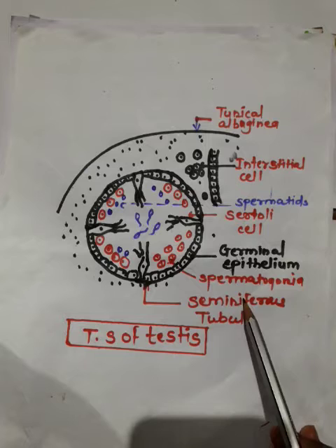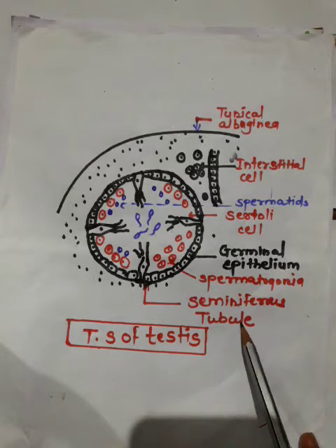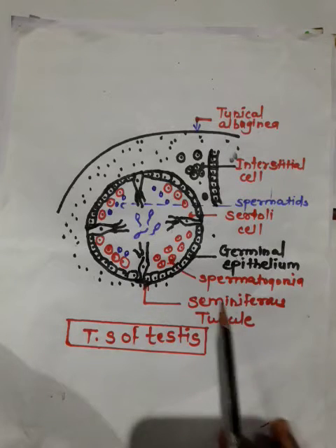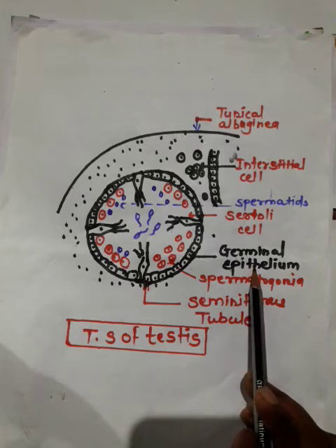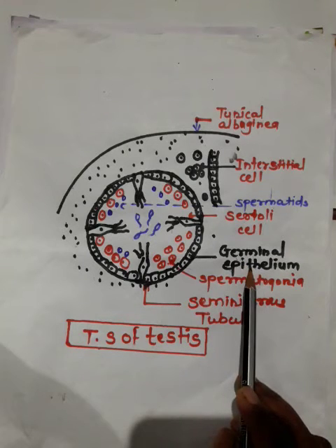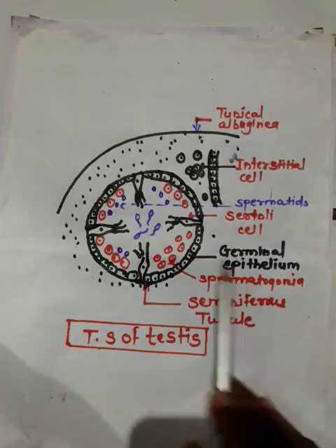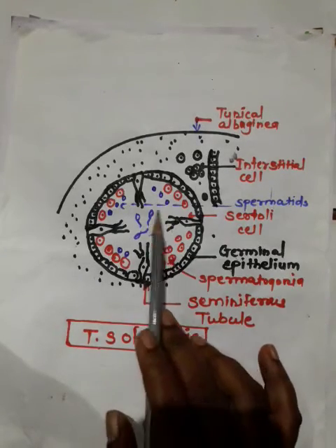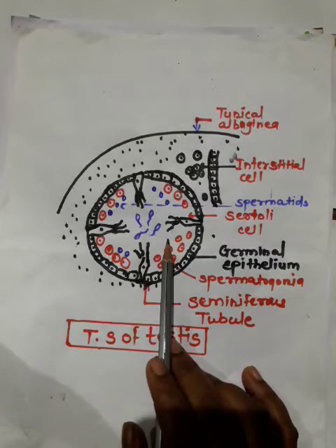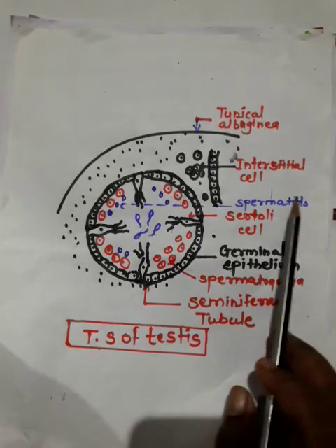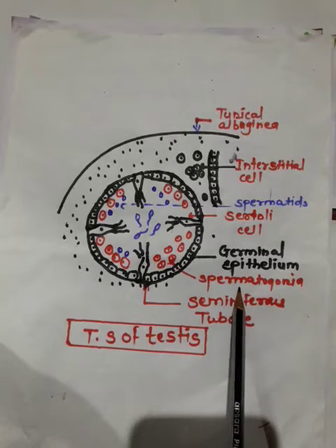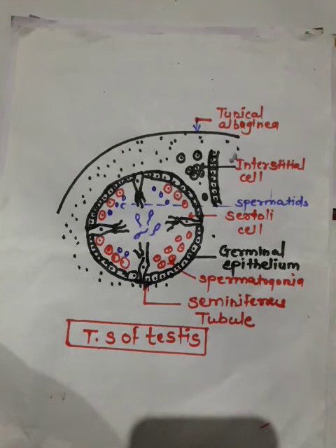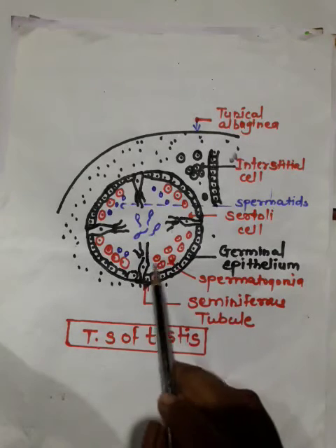tubule. Seminiferous tubule is a microscopic coil structure which is lined by cuboidal germinal epithelium. The germ cells undergo spermatogenesis to produce sperms. In the lobule, a large number of sperms are present which show different stages of spermatogenesis. For example, spermatid, spermatogonia, primary and secondary spermatocyte.